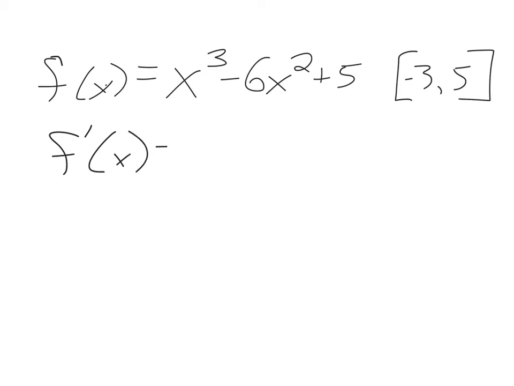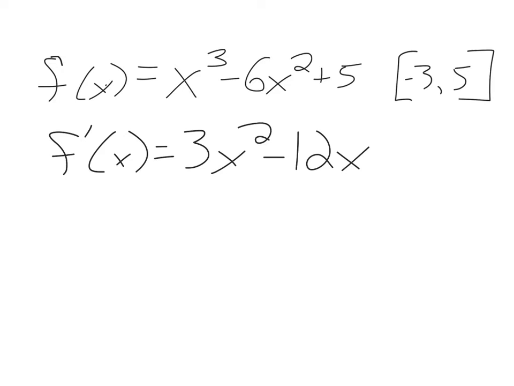This one's a pretty easy polynomial derivative here. X cubed becomes 3x squared. Minus 6x squared becomes minus 12x. That plus 5 goes to 0, so there's our derivative. And we're going to set this derivative equal to 0.